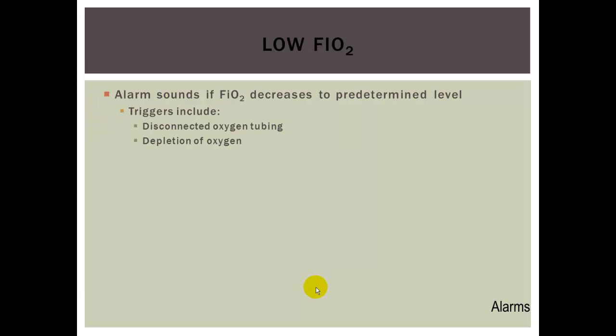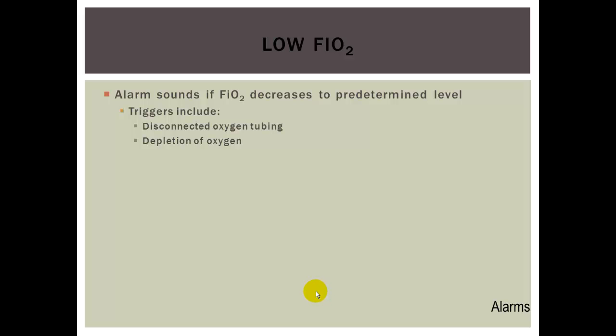Low FiO2. The alarm sounds if FiO2 decreases to a predetermined level. Triggers include disconnection from the oxygen tubing. Most of our transport ventilators actually run on our oxygen. Some of the newer models mix air and oxygen together so that you can adjust their FiO2 from just an input area. You don't have to actually have air.